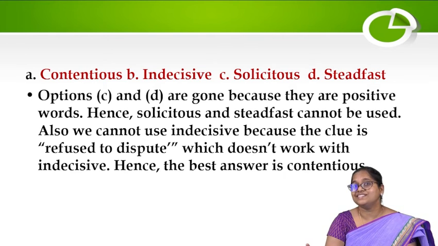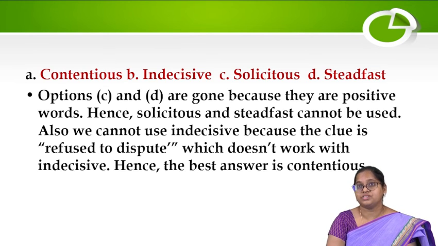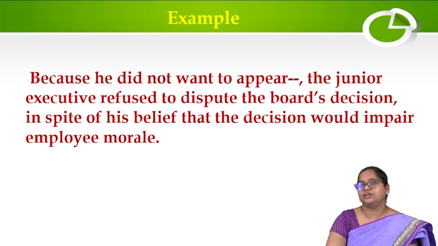We cannot use indecisive. We eliminated solicitous and steadfast, and B is also not appropriate. We cannot use indecisive because the clue is refused to dispute. Refusing to dispute doesn't work with indecisiveness. He was unwilling, reluctant to dispute with the candidate. Hence the best answer is contentious. He was not very happy with it, and that's why he did not go for indecisiveness, but he was contentious and didn't want to appear contentious.